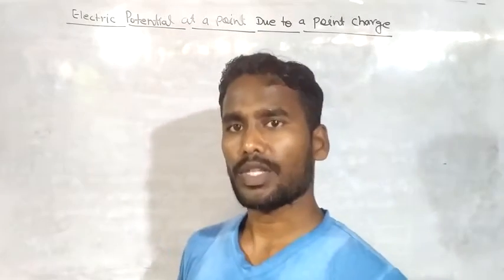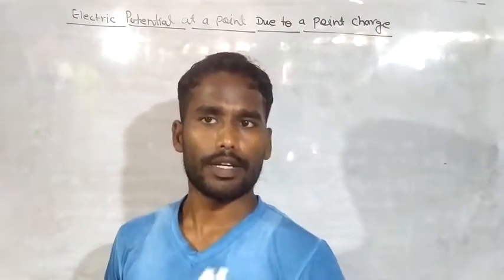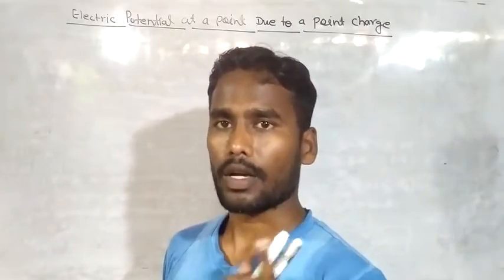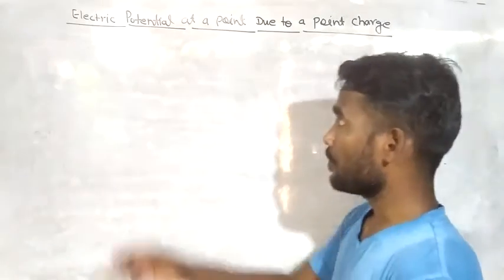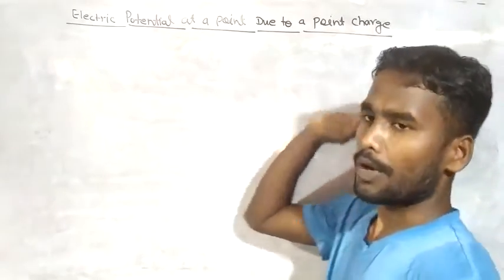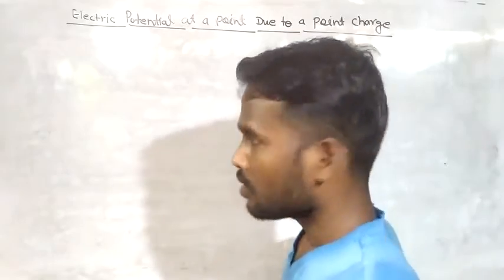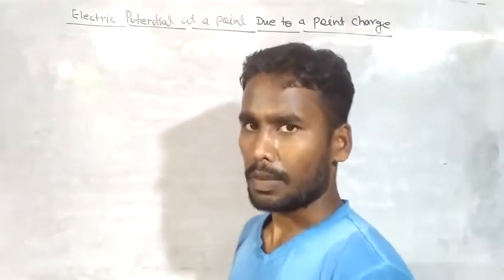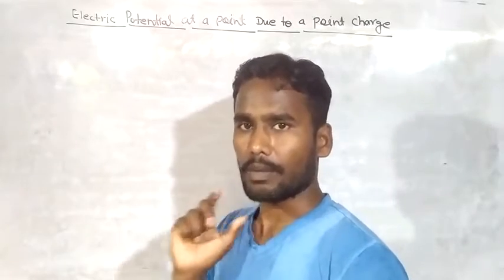As we found the intensity of electric field due to a point charge at a point in the first chapter, in the same manner today we will find the electric potential at a point due to a point charge. So this is our topic, and now I am going to explain and derive it.